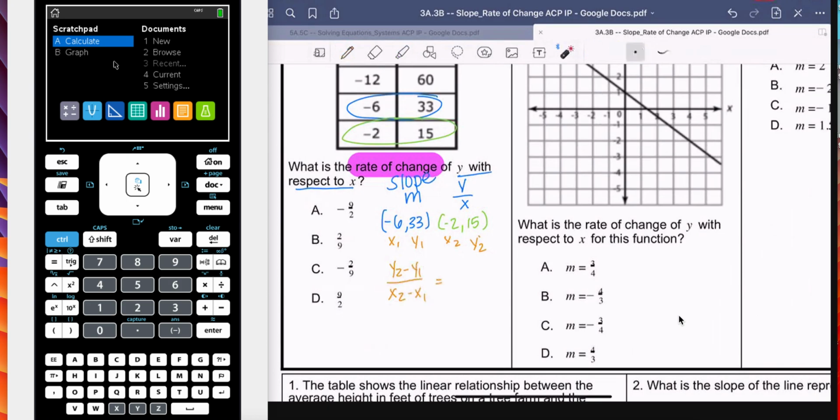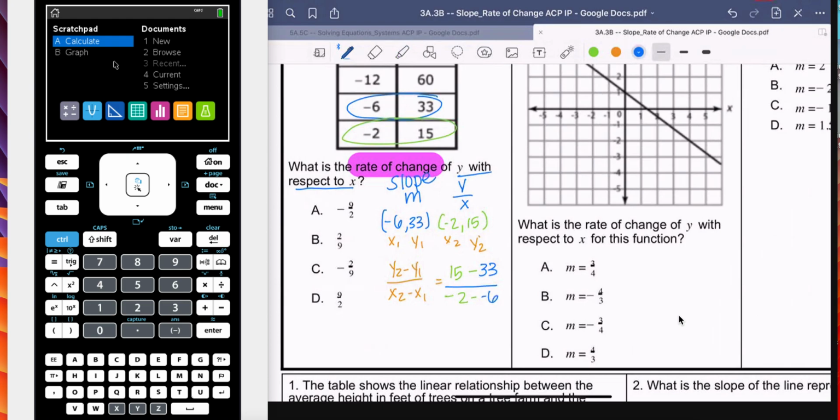So my y2 is right here, so I'm going to start by writing 15, minus my y1, which is right here, 33. Then I'm going to check my x2, which is right here, negative 2, minus my x1 right here, which is negative 6.